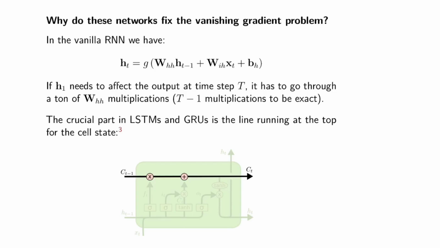And the cool thing about this line running at the top is you don't have any matrix multiplication influencing this line. So you get away from this repeated application of the WHH matrix as you have in a standard RNN. So very, very quickly, what you would have in this top line, and this will make more sense if you actually go through the blog, is you've got the previous, I think it's called a context vector sometimes, and then as the output of one of these cells, you've got this vector again, CT.